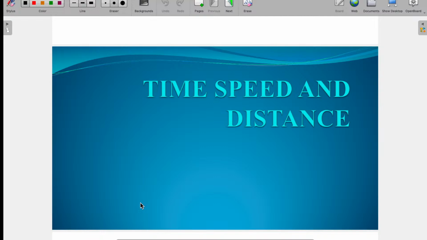So now, the basics of time speed distance. A few terms we should know here. The first point, distance. Distance is equal to speed into time. If I need speed, we have to write distance by time.